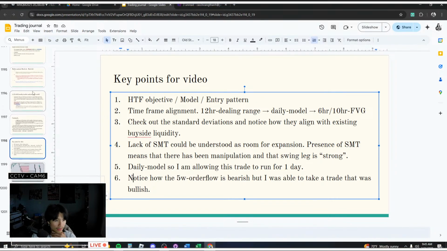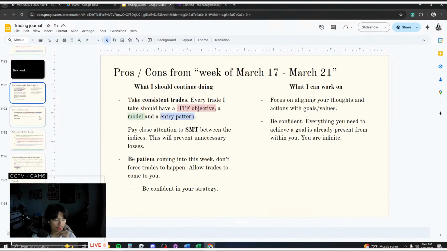I'll go into some of the pros and cons here with you guys, just so I can stay consistent with what I want to do. So what should I continue doing, or what should I continue to practice going into this week? Practice taking consistent trades, right? The way that I'm going to do that is being able to identify and explain what my higher time frame objective, what my model, and what my entry pattern is for every single trade that I take.